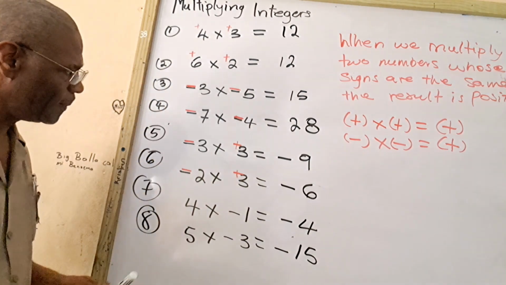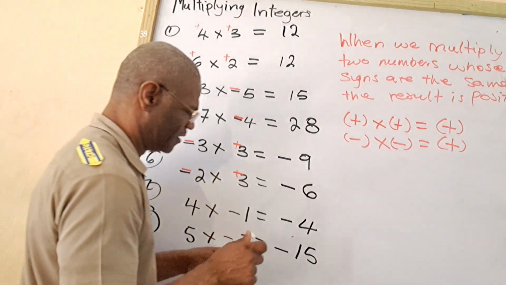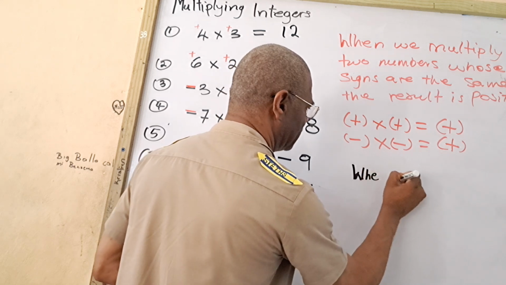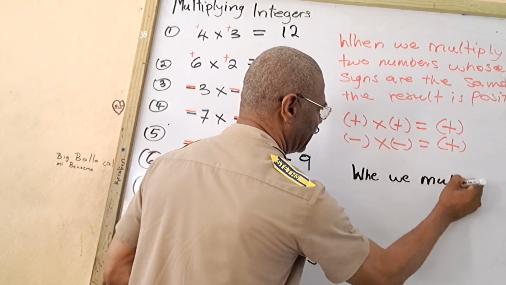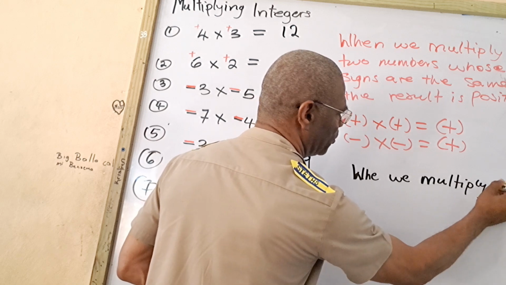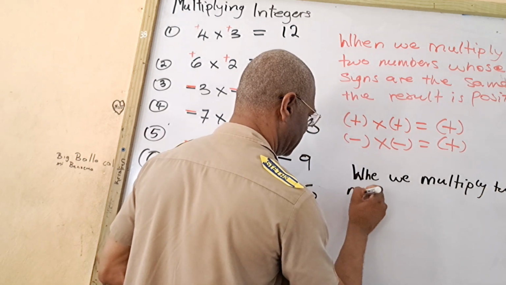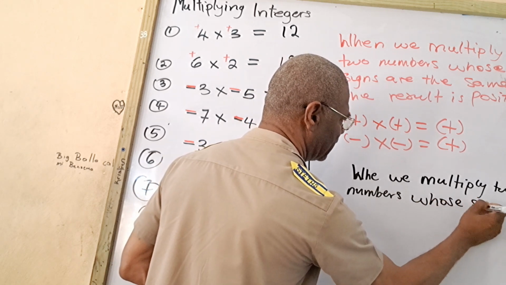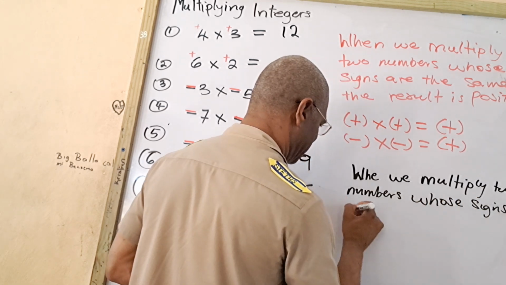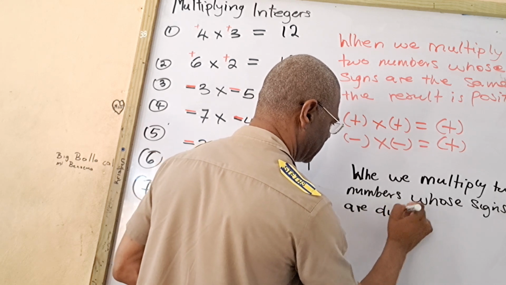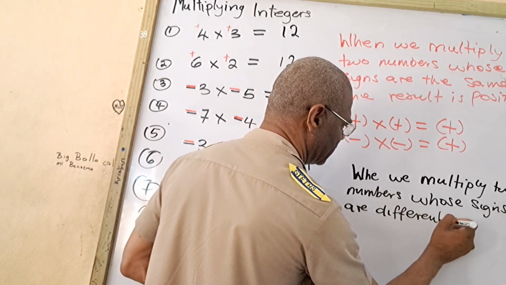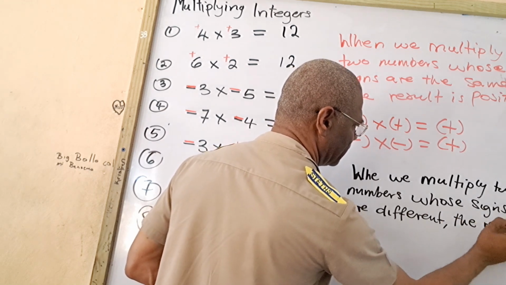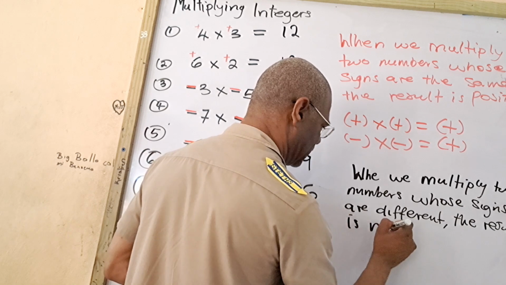We can write that over here. When we multiply two numbers whose signs are different, the result is what? Negative.